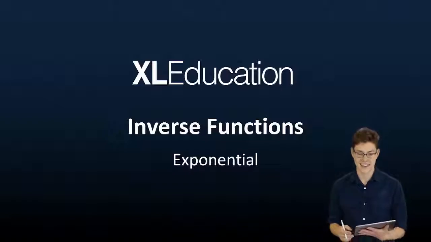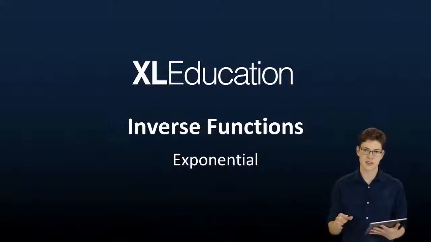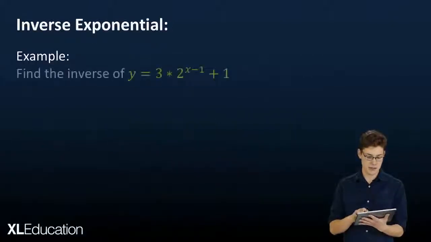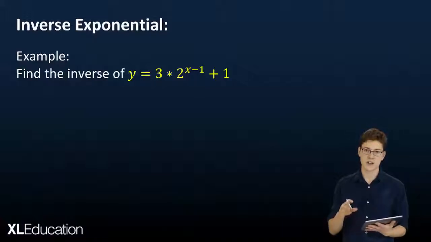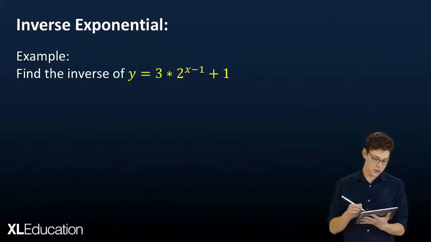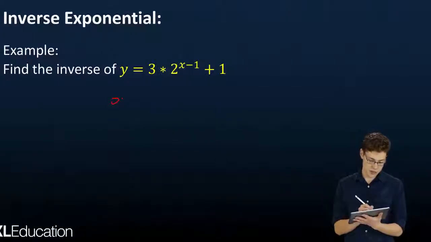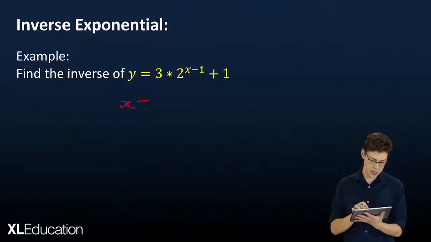Hi guys, it's Keith again with a video on inverse functions, specifically the exponential function and its inverse. I'm going to start with an example, and that is y is equal to 3 times 2 to the x minus 1, plus 1. And I do what I always do when finding the inverse. I swap my y with an x and my x with a y. That means that x is equal to 3 times 2 to the y minus 1, plus 1.